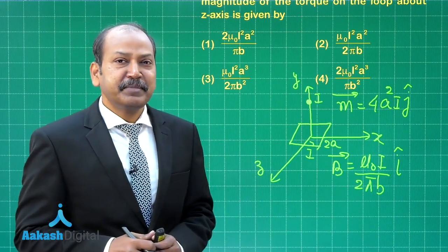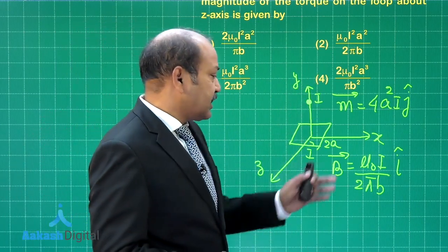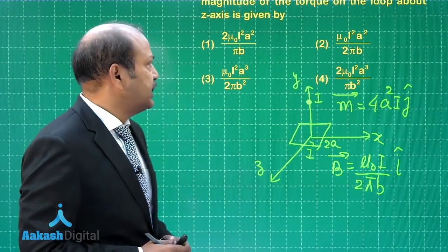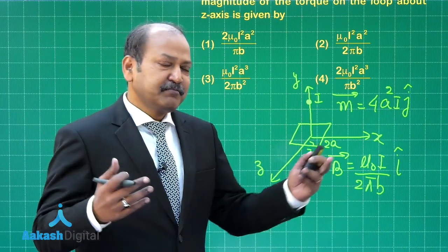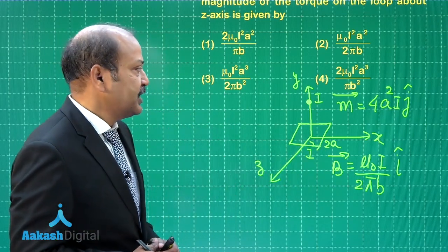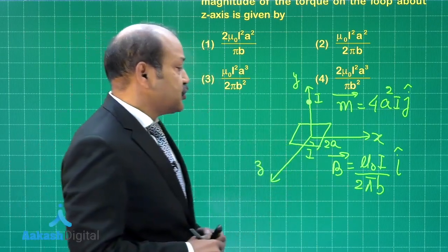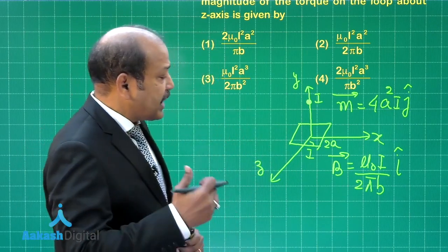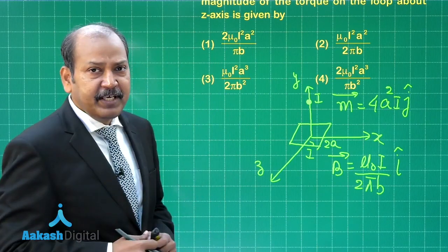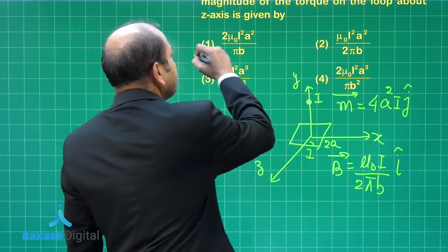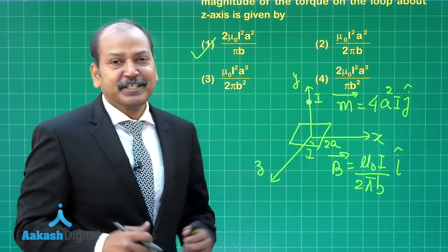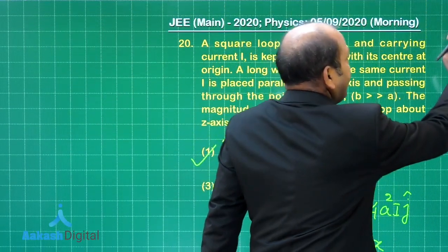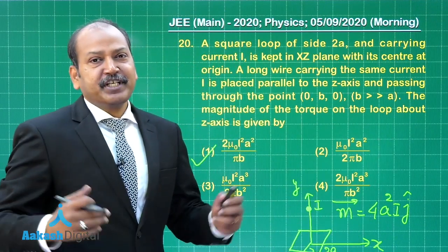Now, it is a pretty simple thing. We have to find the torque. Torque is m cross B, and we are concerned with the magnitude only because the options are given in terms of magnitude. So, m cross B magnitude then becomes 2 mu naught a square I square divided by pi b, which is matching with option 1. So, for this question option 1 is the correct option. Let us slide it and go to question number 21 now.